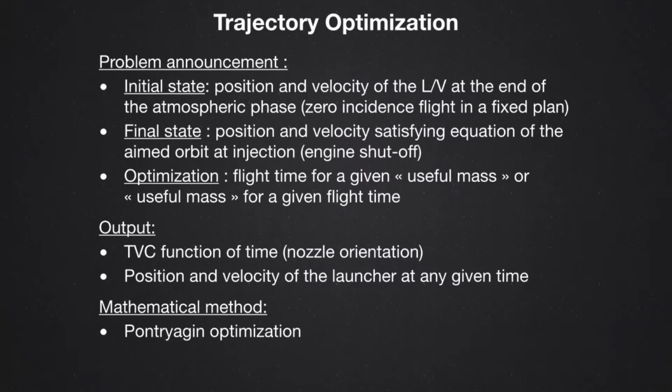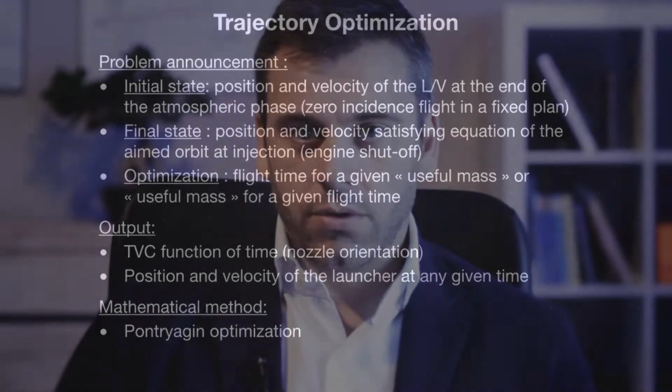The flight time is really easy to calculate, because once you know the consumption of your engine and you know how much propellant you have on board, you quickly know when you're going to run out of propellant and when your engines are going to shut down. So this is your flight time. And what you want is, given that flight time, how much mass you can reach into the desired orbit. This is the real optimization issue, okay?